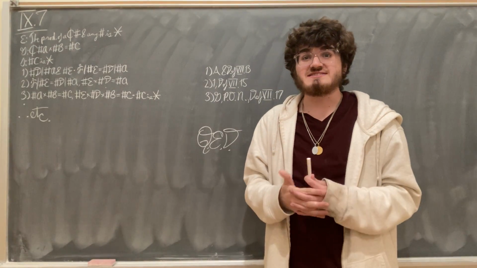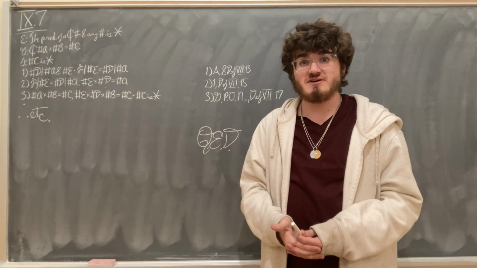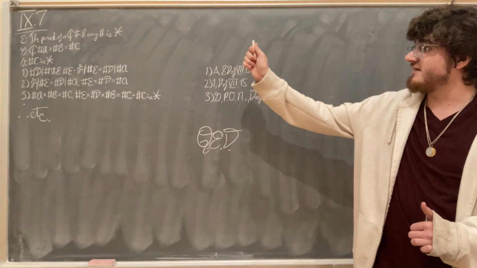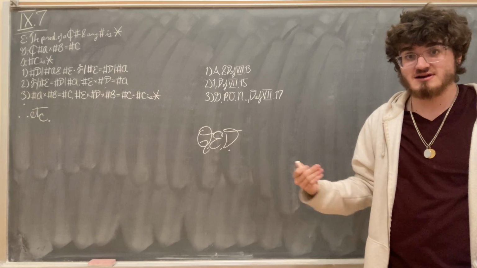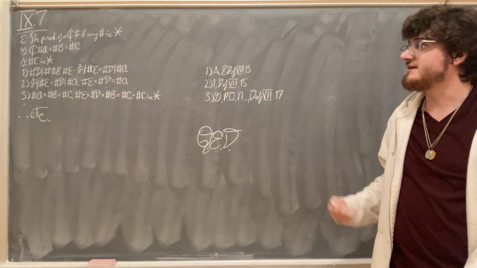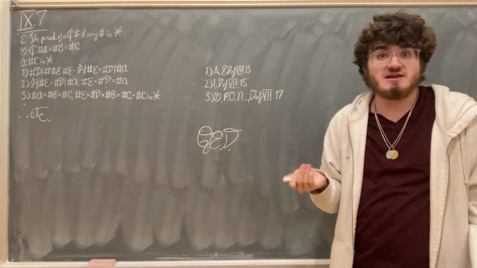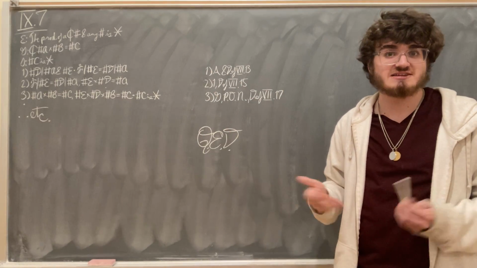Hello, this will be a demonstration of Proposition 7 from Book 9 of Euclid's Elements, which says that the product of a composite number and any other number is a solid number. We're given the composite number A and the number B. Nothing special about the number B, it just has to be a number.